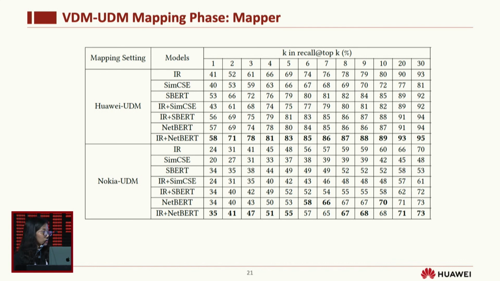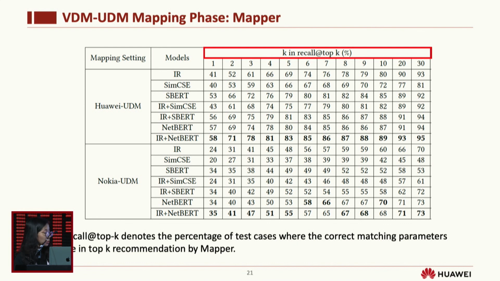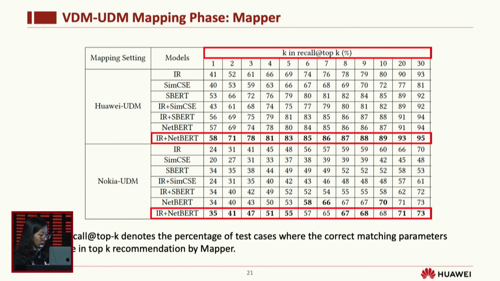And now let's have a look at the mapping performance. The mapper acts as a recommender to generate the most likely mappings. Thus, we adopt recall at top K as the evaluation metric. Higher recall at smaller K implies that the mapper is more helpful. We use cross-vendor tuning and validation. And as shown in this figure, the fine-tuned NetBERT outperforms all the other models.